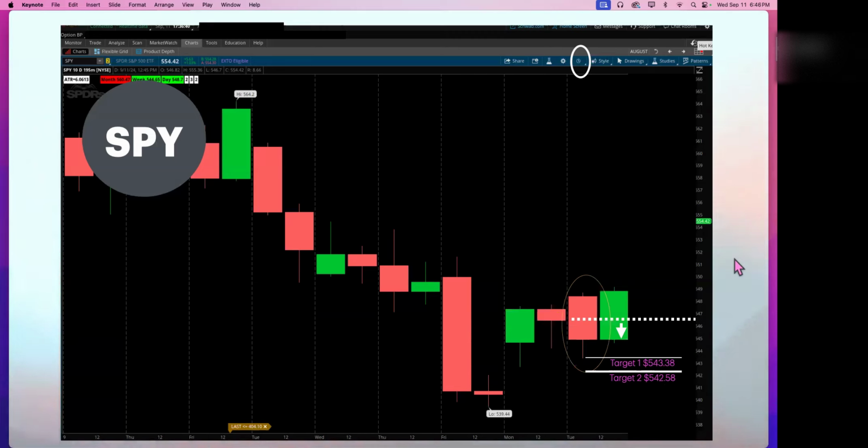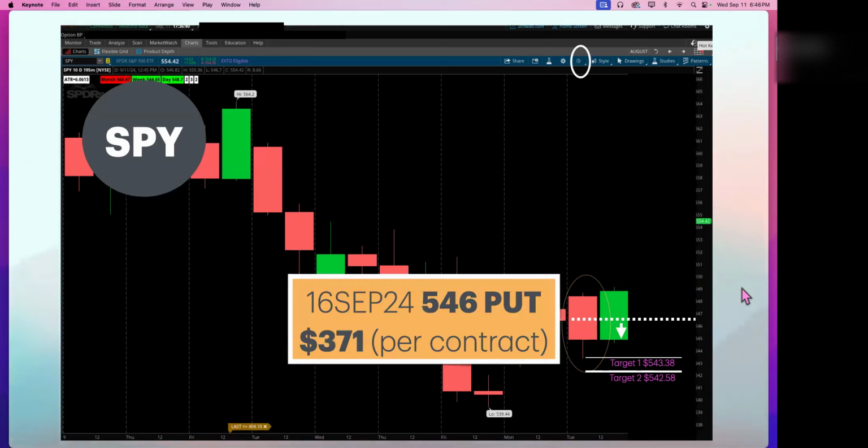The next candle opened below 50% of our signal. Remember, this is our confirmation. So I entered the trade. I purchased a 546 put. Remember, a put suggests price is going to go down or decrease. The contract expires on September the 16th. I paid about $371 per contract.